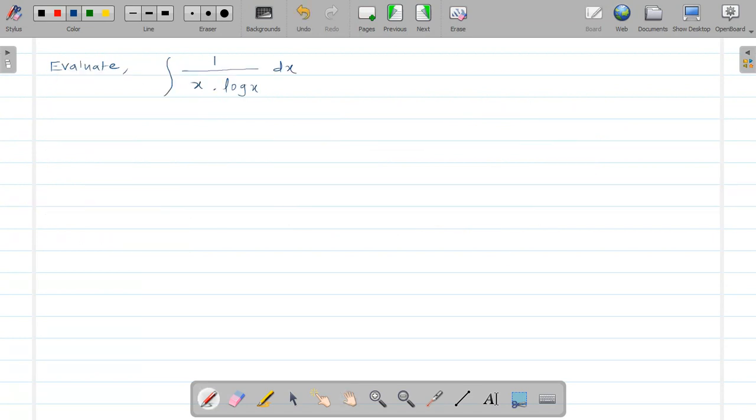Evaluate the integration of 1 upon x into log x dx. Now if you observe this function, there is a term log x and one term is 1 upon x, and we know that the derivative of log x is 1 upon x. So here the substitution method is applicable. So in this question we will use the substitution method.